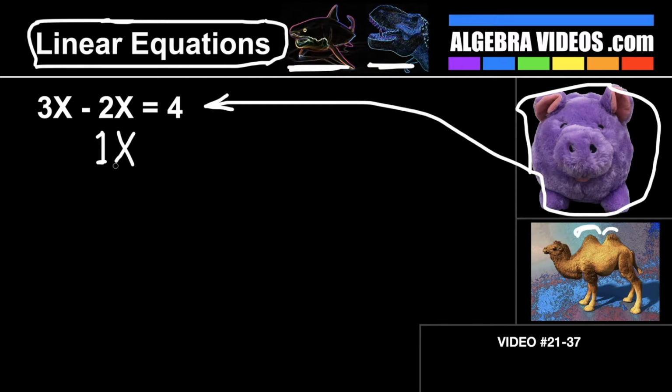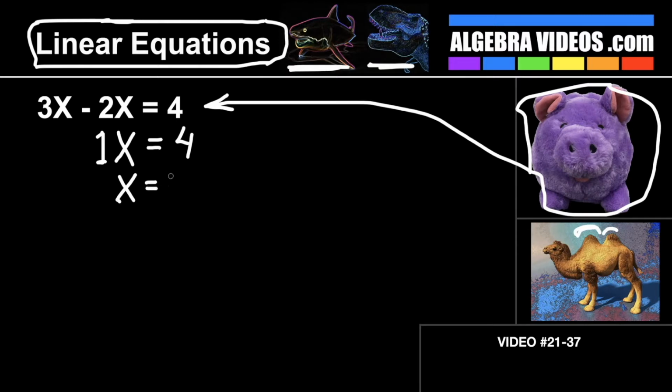So x could be anything. It could be an orange, an apple, a $5 bill, a number. We don't know what it is, but 3 times anything minus 2 times anything is just one of those anythings, whatever it is. So 3x minus 2x is 1x, and that's equal to, on the other side, just the number 4. I'm just rewriting it. Nothing changed. So now our equation is a lot simpler: 1x equals 4, and that's the same as saying x equals 4.